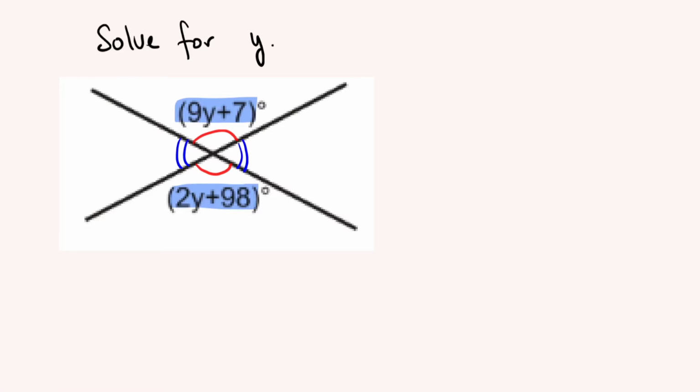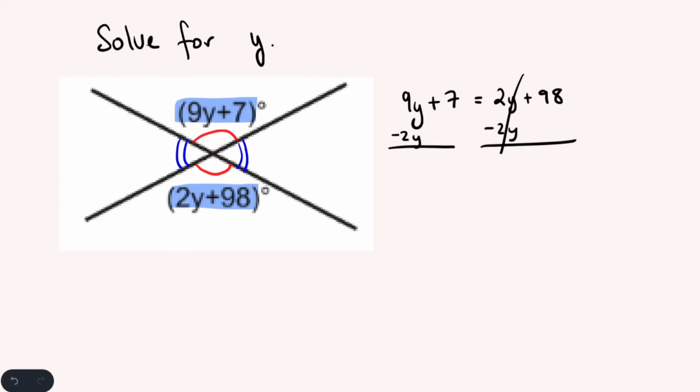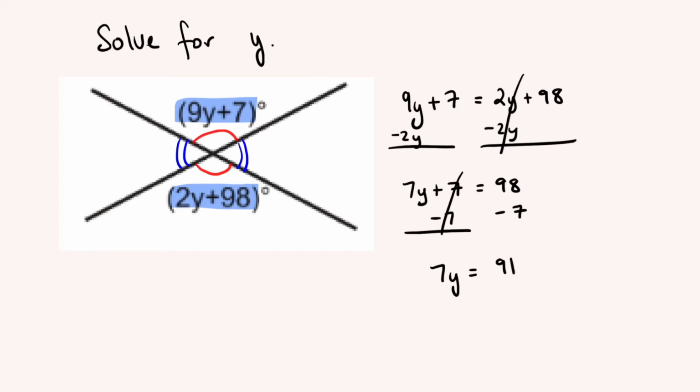So from opposite angles, we know 9y plus 7 must be equal to 2y plus 98, and then we can use algebra to get y by itself. So let's subtract 2y from both sides. We're left with 7y plus 7 is equal to 98. We'll subtract 7 from both sides. And we get 7y equals 91. Divide both sides by 7. And we'll find that y is equal to 13 when we type this into our calculator.